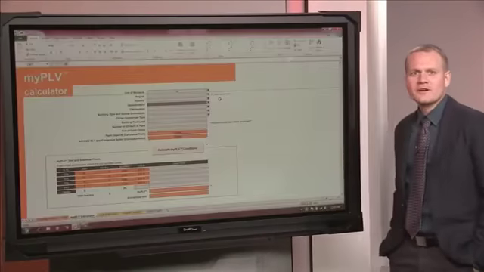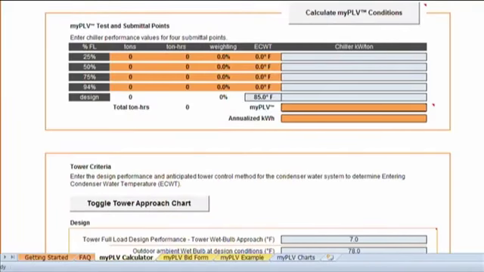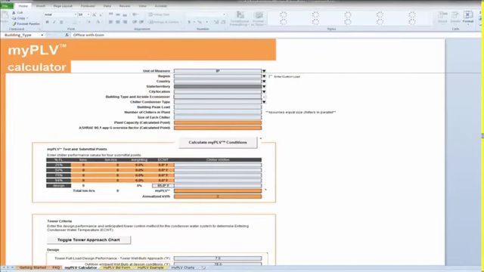All right, we'll start on the MyPLV Calculator tab. This is where the bulk of your inputs will be entered. The first two tabs, Getting Started and Frequently Asked Questions, will help guide the user through the tool if you hit a roadblock or need some clarification. The example I'll be inputting is a real job that required some significant oversizing. It's a 710-ton office building in Jacksonville, Florida, that is being served by two 500-ton centrifugal chillers, both with AFDs.